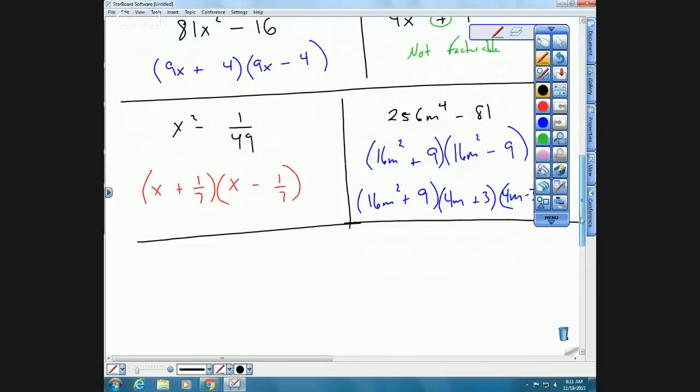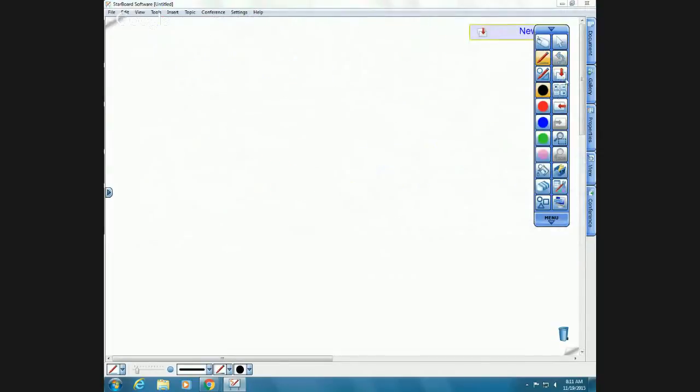All right, so the next part of this is the sum and difference of cubes, and there's a formula for this, and I'm just going to go ahead and write it out. So you have something cubed plus something else cubed. So we're still dealing with two terms. You have something cubed plus something else cubed. This will always break down to this.